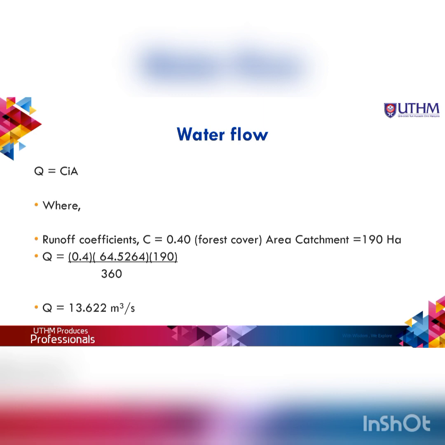So next we will calculate the water flow. We will use the equation Q equals CIA, where for the runoff coefficient we use 0.4 for the forest cover, and the catchment area is 190 hectare. So the water flow we will get is 13.622 meter cube per second.